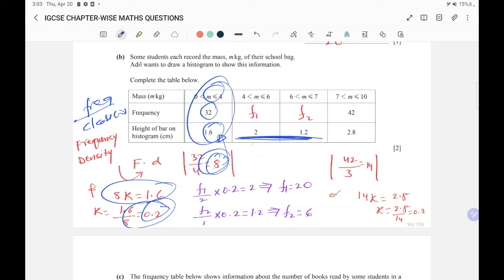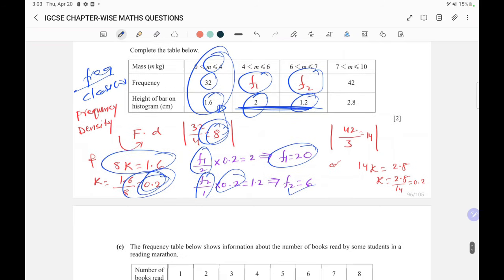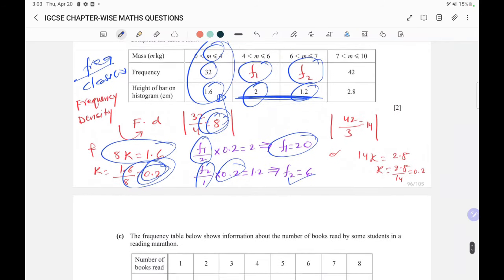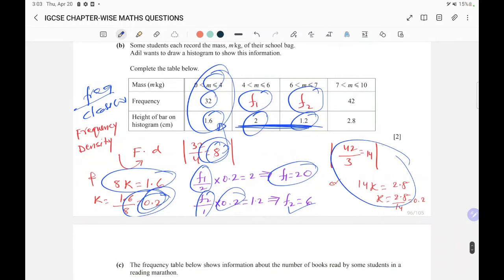It means if you multiply frequency density by 0.2, then you will get this one. So guys, here the frequency I considered f1. f1 over 2 is your frequency density, and multiply by 0.2 to get this 2. Now solve this, you will get f1 = 20. Similarly, f2 over 7 minus 6, that's 1. f2 over 1 times k, which is 0.2, equals 1.2. Solve, you will get 6. So f1 and f2 you can get. Here also I tried to get the value of k by using these two.